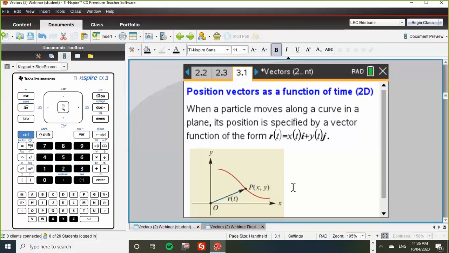Unit vector i in the positive x direction and unit vector j in the positive y direction. And our parametric equations there are x of t and y of t, and that's shown in that diagram there.